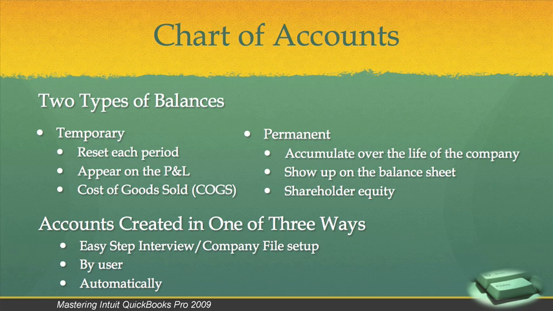Permanent accounts, on the other hand, accumulate over the entire life of the company. They never zero out, and these show up on the balance sheet. While the P&L is temporary, or good for a certain period, the balance sheet shows the longevity of the company over its entire lifetime. An example of this would be any shareholder equity, monies that the shareholders put into the company.